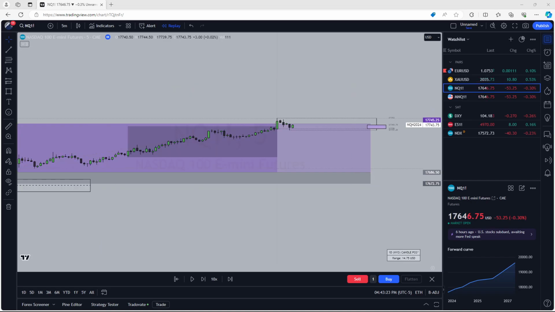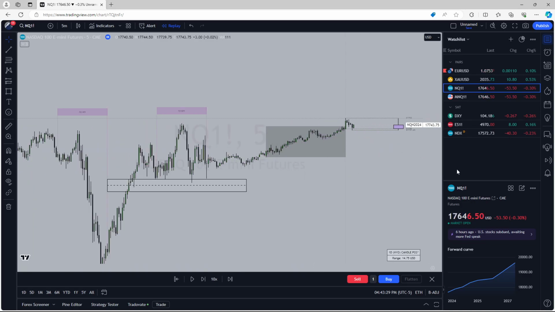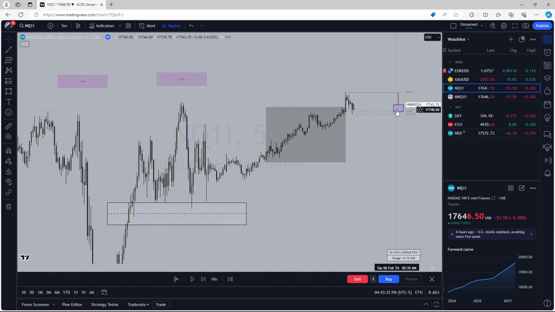The questions. What's your sizing for this kind of trade? Normally I just enter with 2 or 3 NQ.